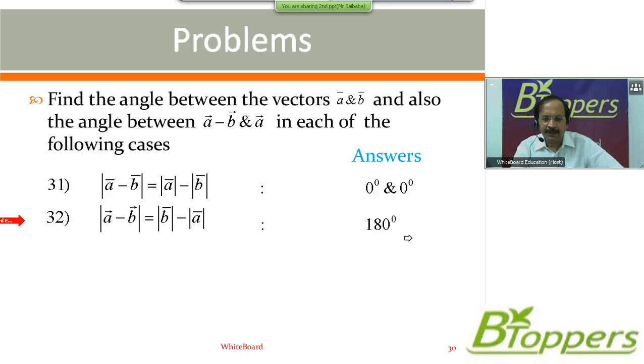That means the angle between A bar and B bar is 0 degrees. For the first part of the question, you should get 0 degrees. The answer shown on the screen, 180 degrees, is the angle between A bar and A bar minus B bar. Only one answer is shown here. Again, I repeat, for question number 32, the angle between A bar and B bar is 0 degrees. The angle between A bar minus B bar and A bar is 180 degrees.